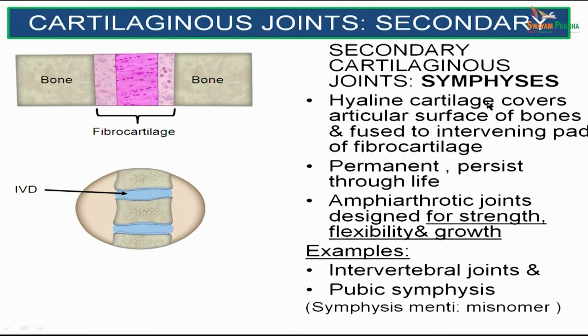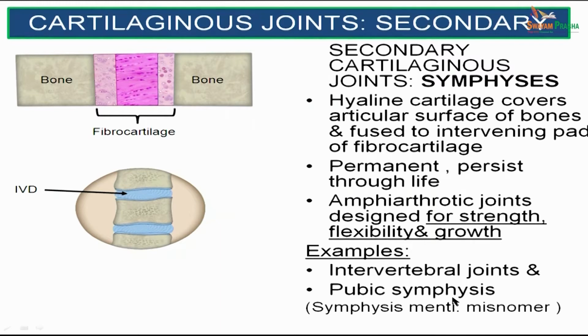Secondary cartilage joints are called symphysis. Here we have the bones which are covered by hyaline cartilage, and in between them we have a fibrocartilage disc or a pad of fibrocartilage. These are permanent joints. They are present throughout life. They are amphiarthrotic and they are for strength, flexibility along with growth. Example: intervertebral joints between the vertebrae formed by the intervertebral disc and the pubic symphysis.